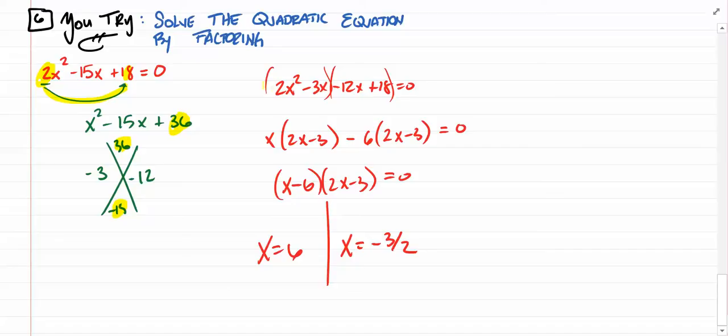So then I rewrote the problem by splitting the middle term up into 2x squared minus 3x minus 12x minus 18. I then factored the GCF out of each term, and that gave me x minus 6 times 2x minus 3 equals 0. So therefore x was equal to 6, or x is equal to negative 3/2.